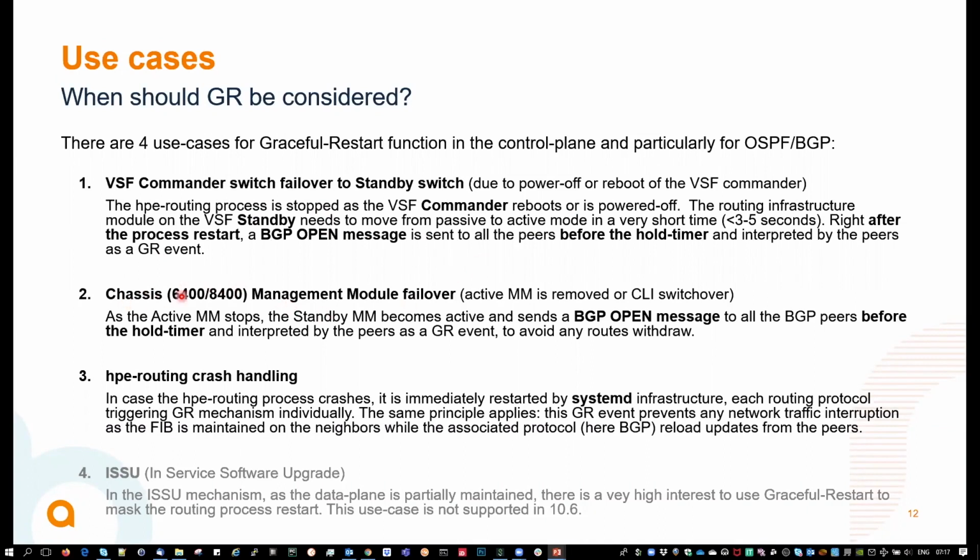For a chassis, the 6400 and 8400, this is exactly the same when we have a management module failover. The active management module is either removed or there is a software switchover between the active and the standby. As the active management module stops, the standby will kick in the HP routing process to start a BGP open message, but before that a TCP socket, and that TCP socket again is interpreted as a Graceful Restart. That will avoid any route withdrawal on the peers in the network.